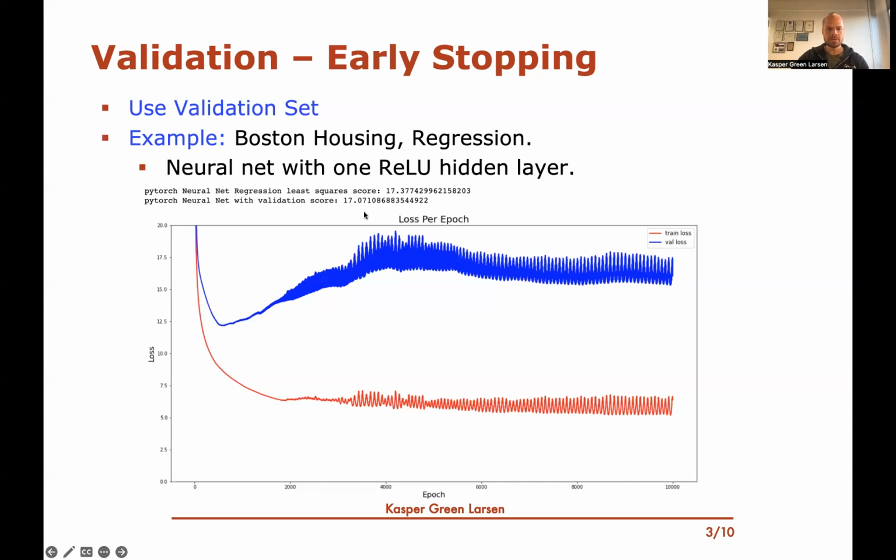And we can compare that to one where we use validation. If we use validation and we stop with the set of parameters that looks best with validation, then we end up with something better, namely 17.07 in loss, right? So you can use this validation set to avoid overfitting.